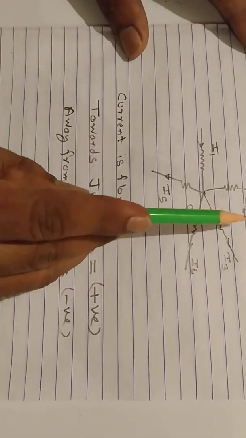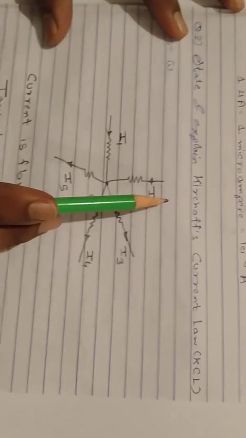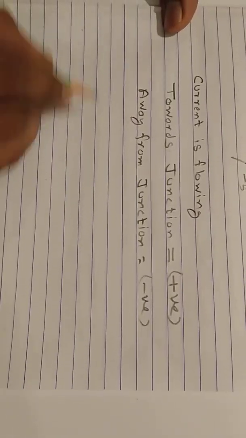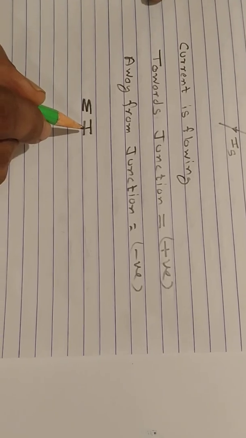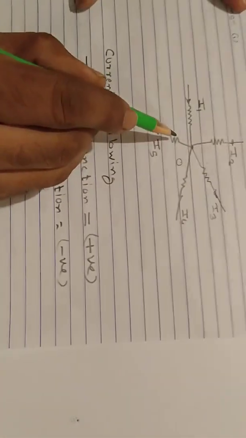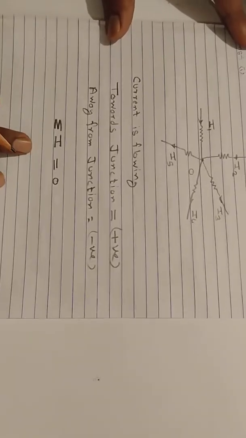Then Kirchhoff's current law states that the algebraic sum of electric current, algebraic sum of, this sign represents what? Summation. Algebraic sum of electric current at a junction O, at any junction O, is always equal to what? 0. This is the mathematical representation of the Kirchhoff's current law.